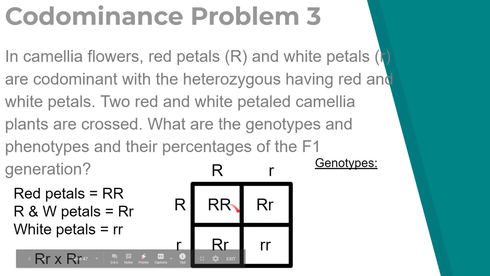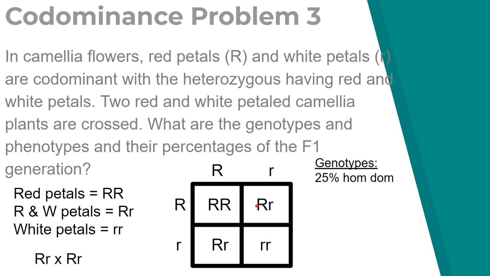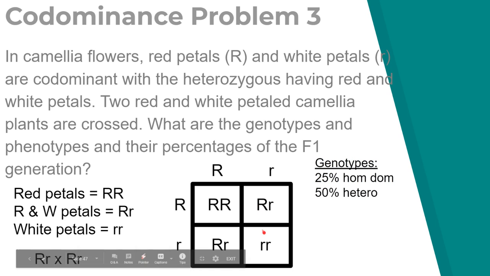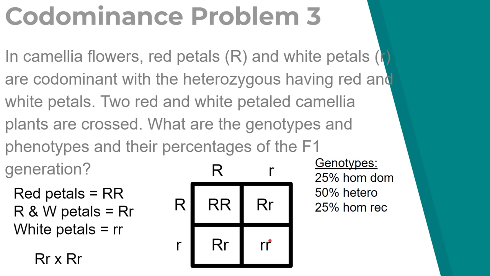So this 1 out of 4 is big R, so that's 25% homozygous dominant. These 2 out of the 4 are big R, little r, which means heterozygous, so that'd be 50% hetero. And this little r down here, 1 out of the 4, is going to be 25% homozygous recessive.